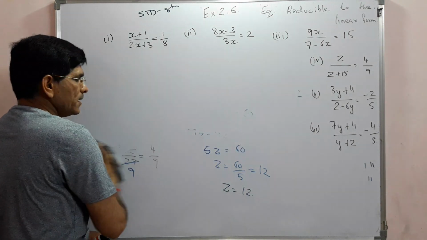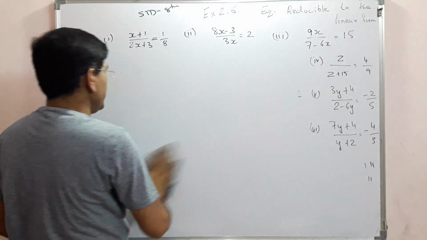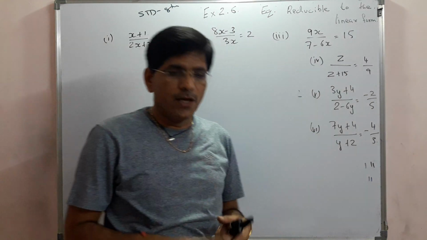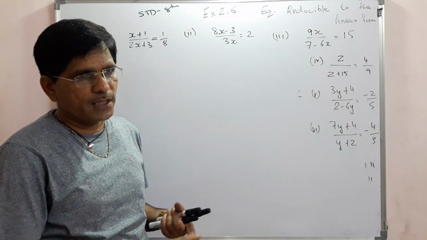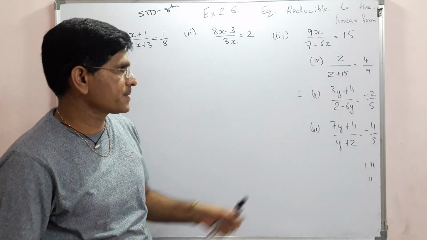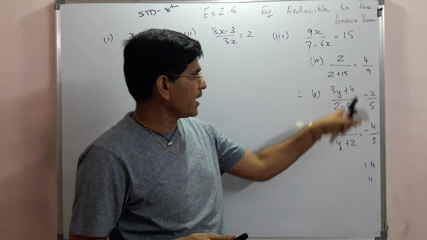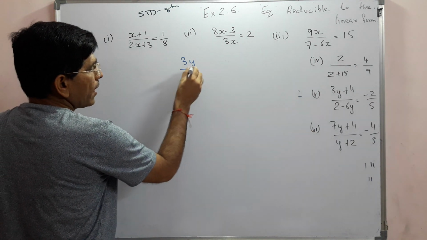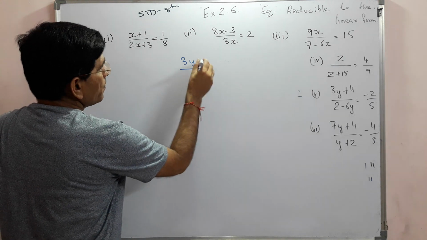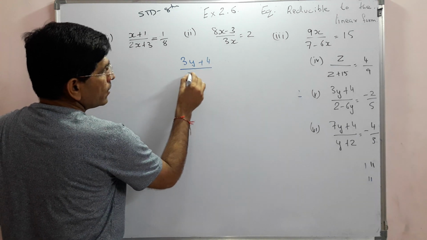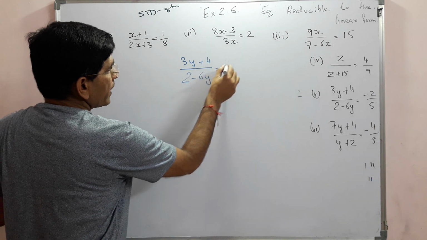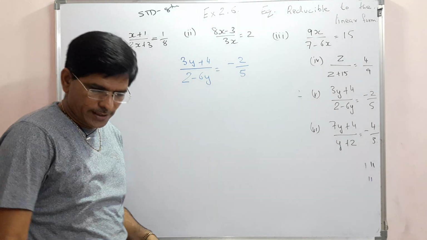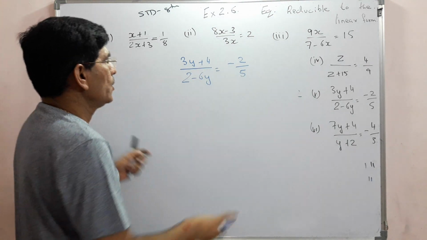So all sums are easy if you go through the DMAS rule properly. It means first of all, if there is division, you have to do it. You first do division, then multiplication, then addition, and then subtraction. So the fifth sum is what we are doing now. 3y upon 3y plus 4 upon 2 minus 6y is equal to minus 2 upon 5. Now here it is the cross multiplication method. So I have to cross multiply.